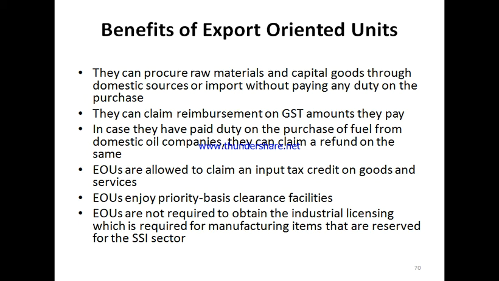They also enjoy priority-basis clearance facilities, and they are not required to obtain any type of industrial licensing, which is required for manufacturing items that are specifically reserved for the small scale sector in India.